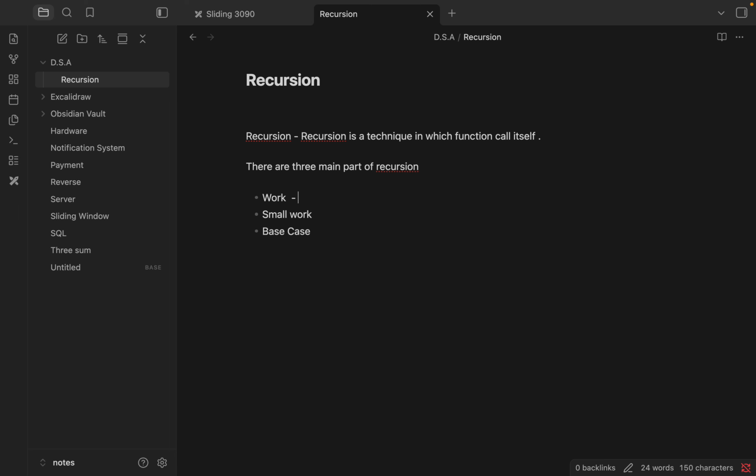Here, work is the main problem. Suppose a program statement says to find the factorial of 5. The factorial of 5 is the work itself. A small part of the work is known as the small work, and the base case is where the function is going to terminate, where it is going to end.